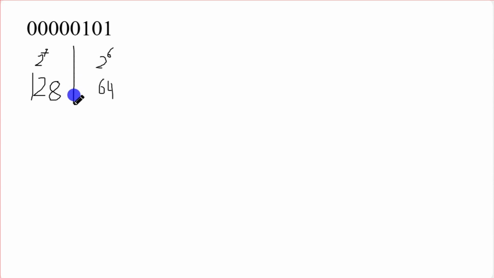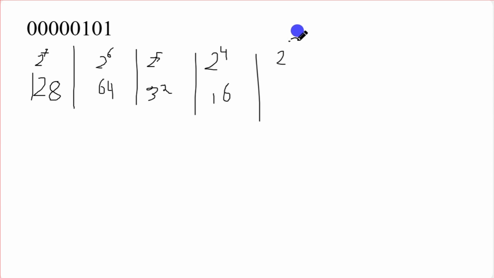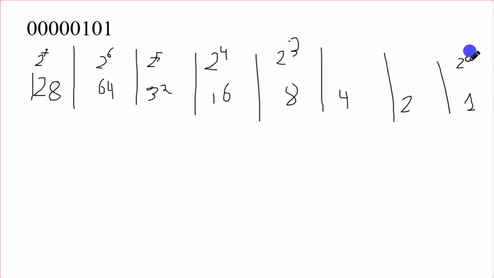And then create some barriers so that they're not stuck to one another. And then 2 to the power 5, which is 32. Basically it's halving each time. And then what's next is 2 to the power 4, which is 16. And then 2 to the power 3, which is 8. And then 4, and then 2, and then lastly 1. What is 1? 2 to the power 0. What is 2? 2 to the power 1. And what is 4? 2 to the power of 2, right?